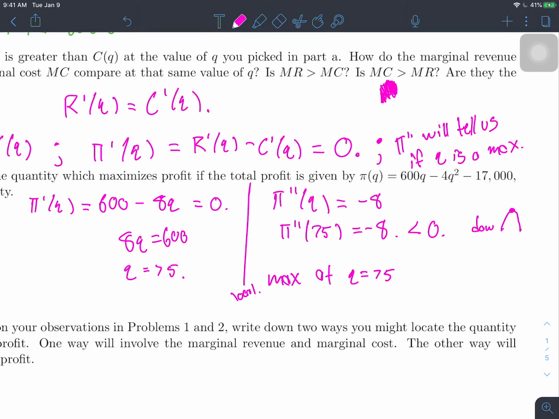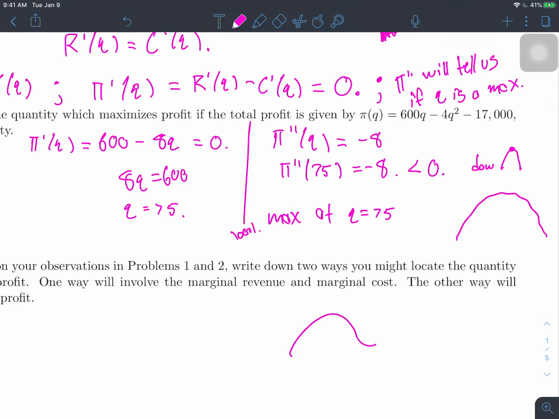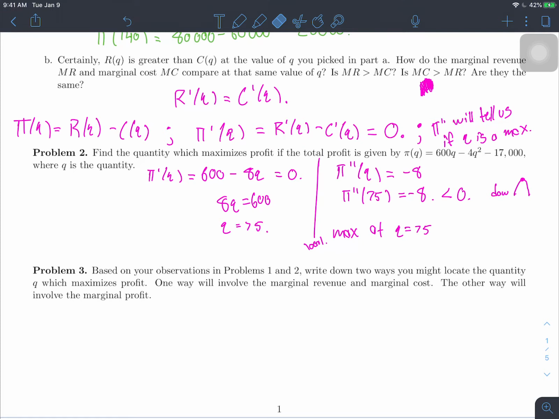But we have a constant concavity, right? We have pi double prime of q is equal to negative 8, which means we're concave down for all time. If we're concave down for all time, there's only one place where there's going to be a maximum. If we had a graph which looked more like this, there's no way for it to go back up without the concavity changing to being something other than negative 8. So that's how we can say with authority that this is going to be the max. But they didn't ask us to do that, so we're just going to say that.